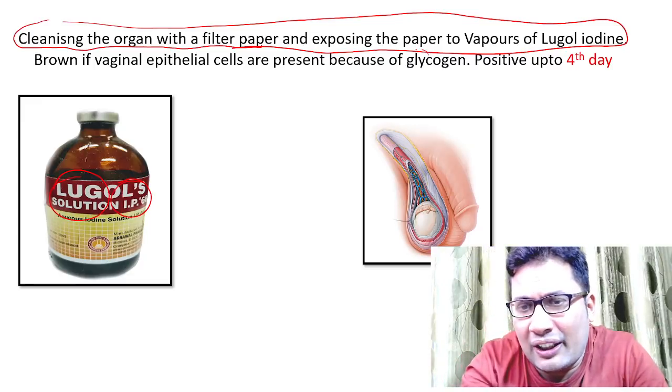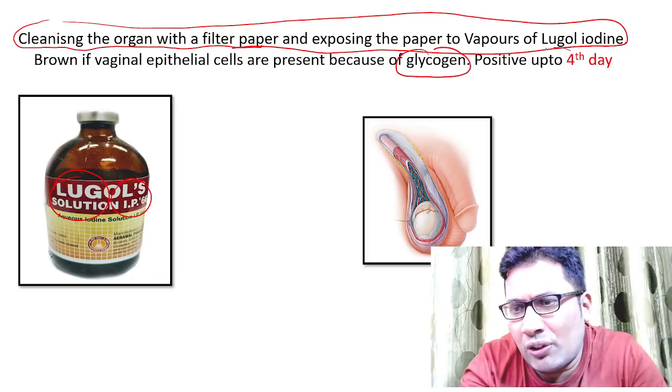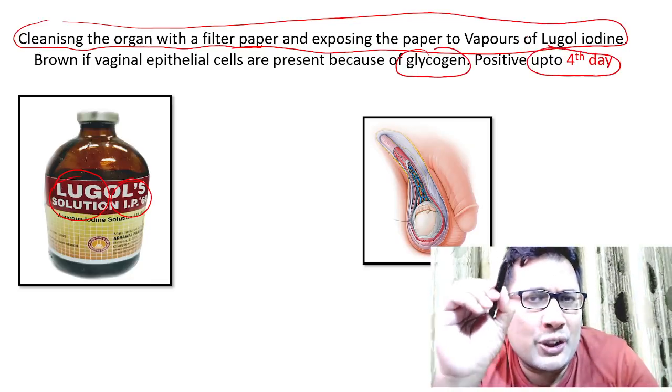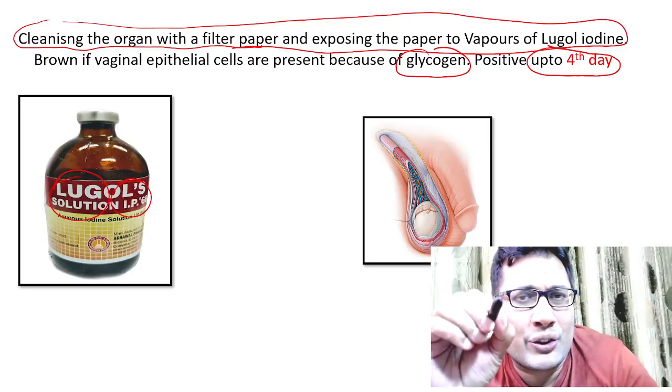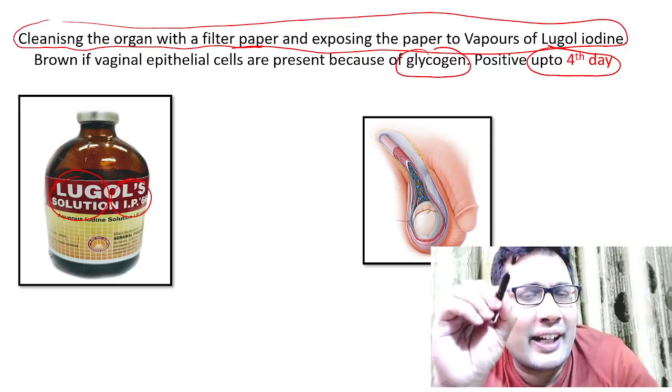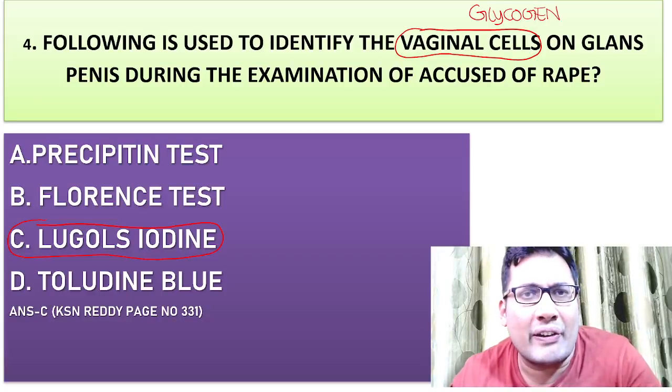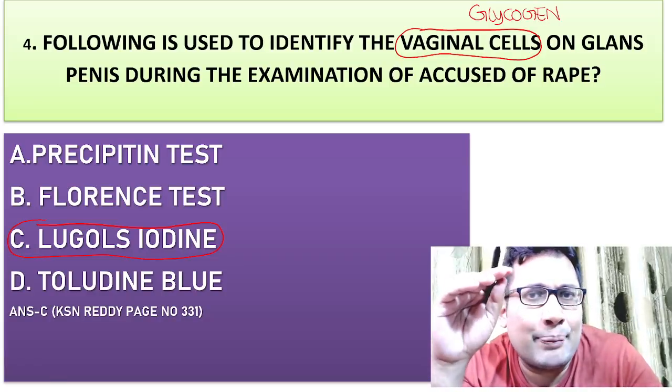Because of the glycogen, it is positive up to the 4th day. This was the question asked, a repeat question asked 2 years back in the INI-CET exam. So the answer for this question is Lugol's iodine, which stains the vaginal epithelial cells.